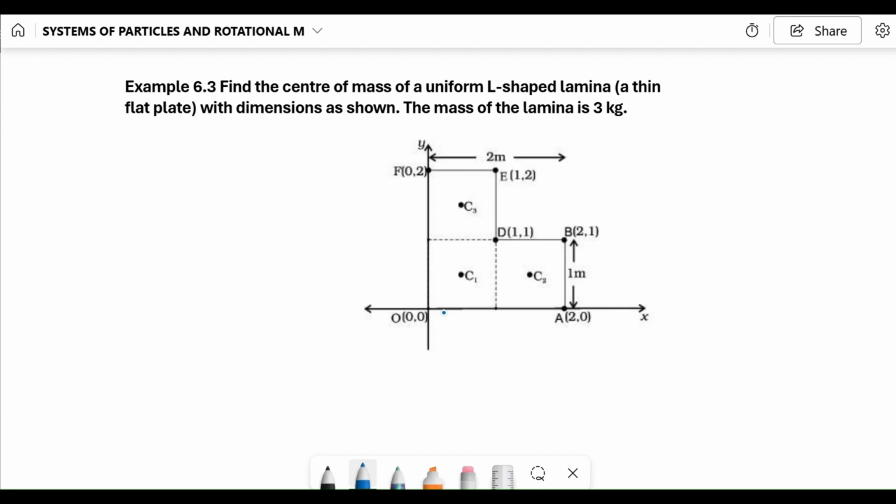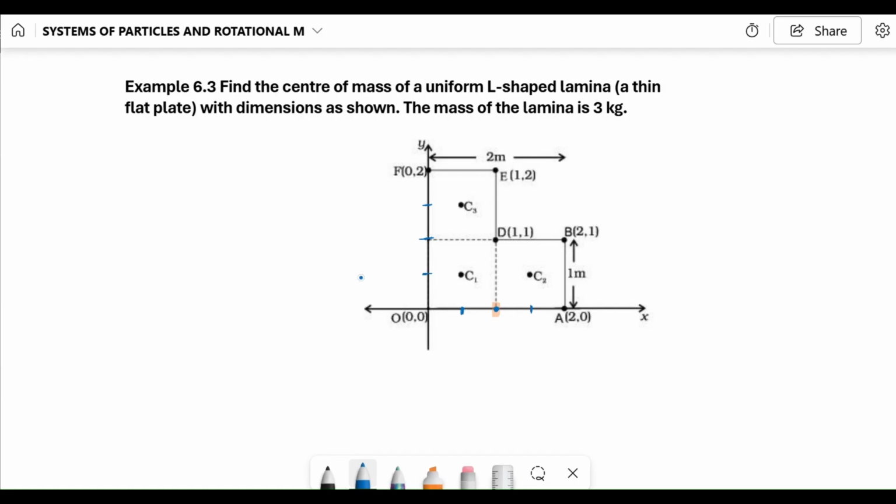Now, from here to here, it is 2 units. So in between here, it will be 1, and here it will be 1, and this is half. So this is 1 by 2, and this is also 1 by 2. This is 1, and this is 1 by 2 plus half, that will be 3 by 2. And in the same way, if this is 1, this is 3 by 2.